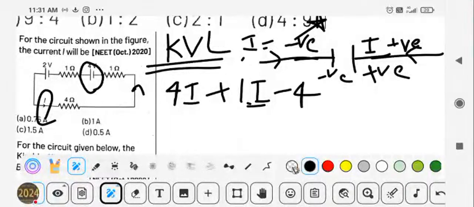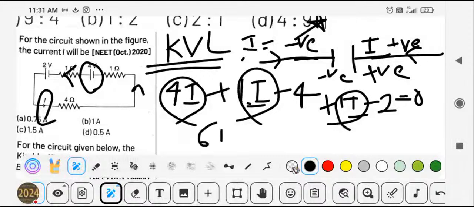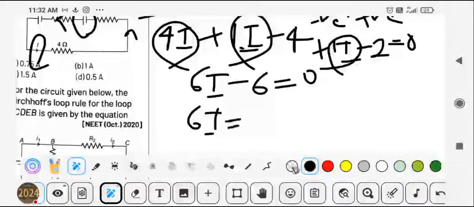voltage. Again, in the same direction of the current for the resistance, so plus 1I. Again the voltage from cathode to anode, so we can write it as a negative. So what are we getting? What is common here? There is 4I plus 1I plus 1I, which will be 6I, minus 4 minus 2, which will be minus 6, is equal to 0. So 6I is equal to 6, so I is equal to 1.